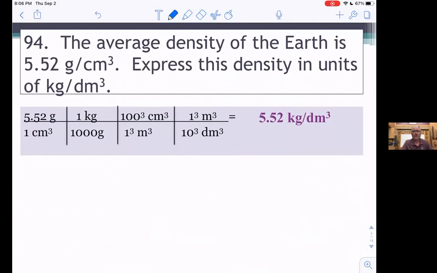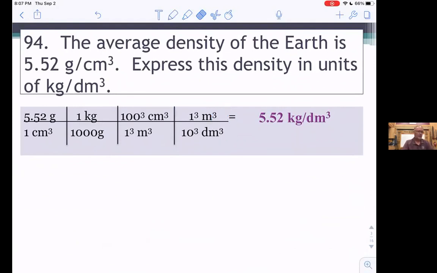Here, the average density of the Earth is 5.52 gram per centimeter cubed. Change that to kilogram per decimeter cubed. Notice we've got cubed and cubed units, so the numbers that are transferring between the two are also cubed. So you have 100 cubed over 1 cubed and 1 cubed over 10 cubed.